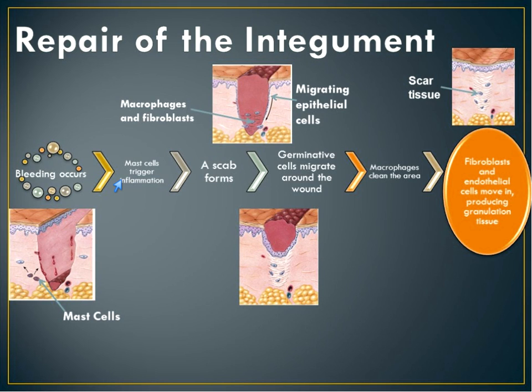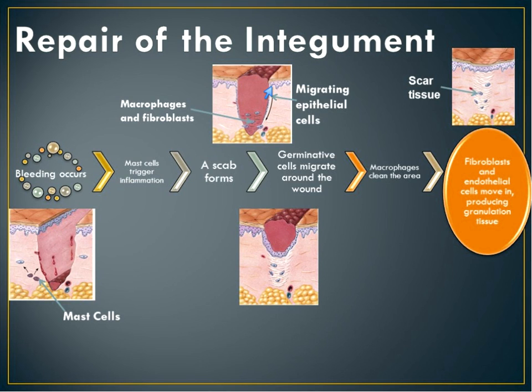These mast cells that are found in the dermis, their job is to trigger inflammation. And when they trigger inflammation, that means that they're going to release chemicals that are going to sound the alarm to bring more immune cells to this area to heal and to fight a potential infection. As that's happening, a scab will form on top, and then you have these macrophages and these fibroblasts and these migrating epithelial cells. Those in the migrating epithelial cells are germinative cells, so they're coming from here on down to the bottom, and are going to segregate and go around the wound.